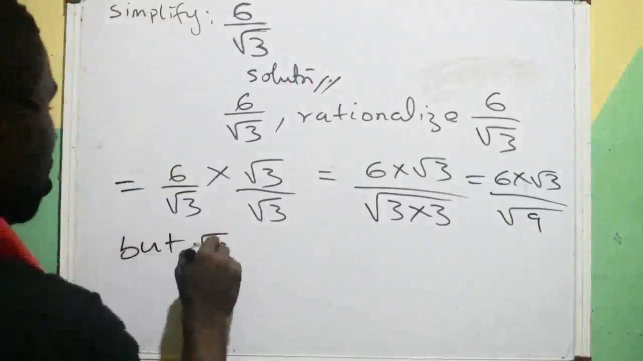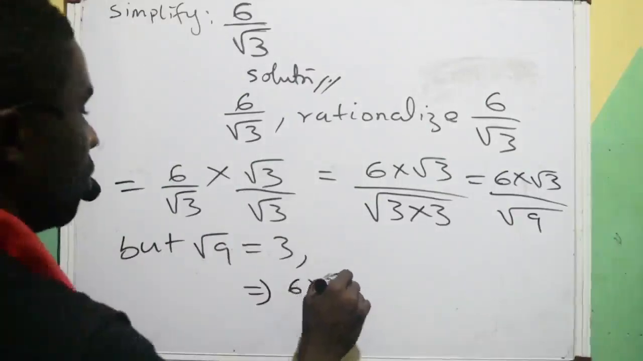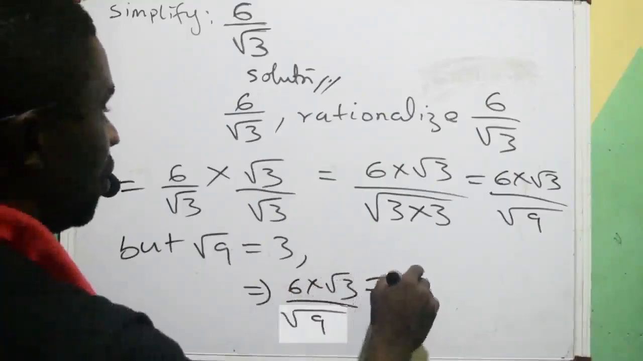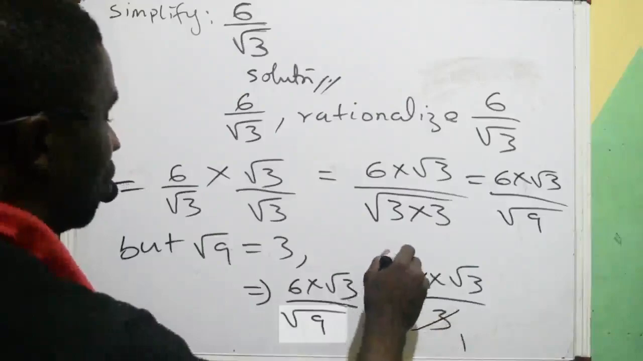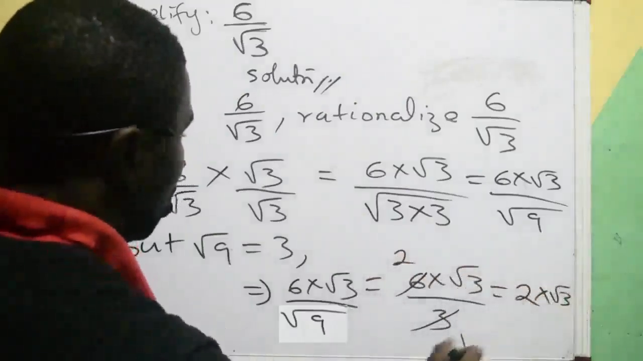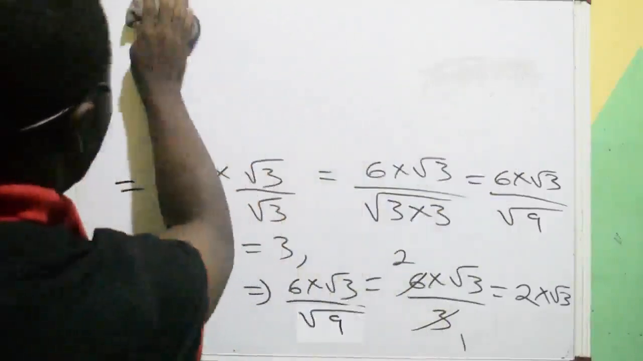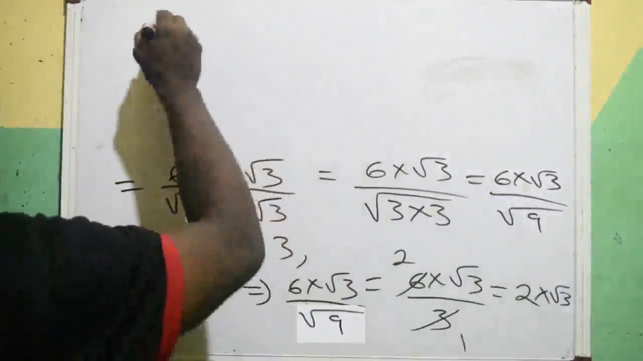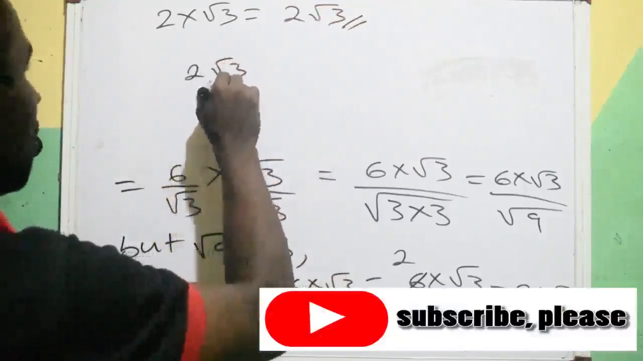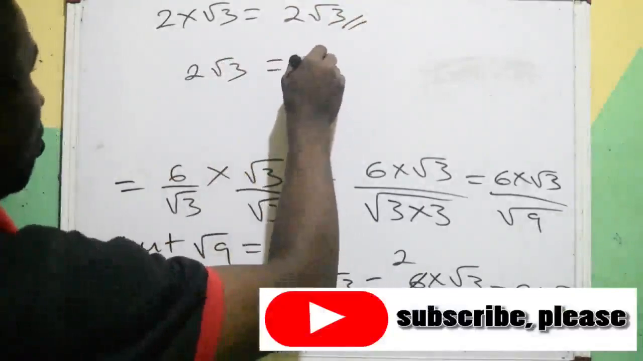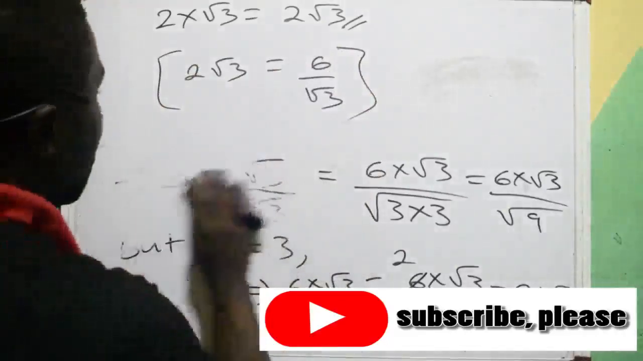But you and I know that square root of 9 is nothing but 3, because 9 is a perfect square. So 6 multiplied by root of 3 all over 9 is the same as 6 multiplied by root of 3 all over 3. And 3 can cancel itself and cancel 6 to get 2. We then have 2 multiplied by root of 3. Let me clean up the above and make room. The answer will be 2 root of 3. If you punch 2 root of 3 on a calculator and also punch 6 all over root of 3, both of them will give you the same thing. Okay, so that is just how the whole thing is.